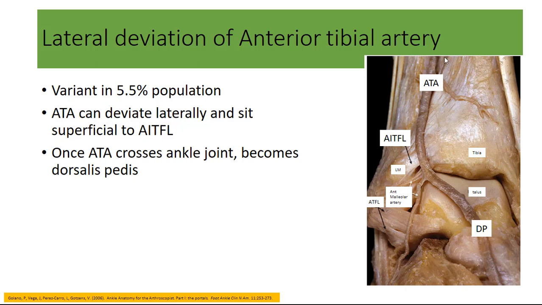We do have the anterior tibial artery, and sometimes that can laterally deviate and sit across the AITFL. So sometimes we can see that sitting there. Sometimes we'll see branches of the anterior tibial artery that sit across the AITFL, more likely this anterior malleolar artery.